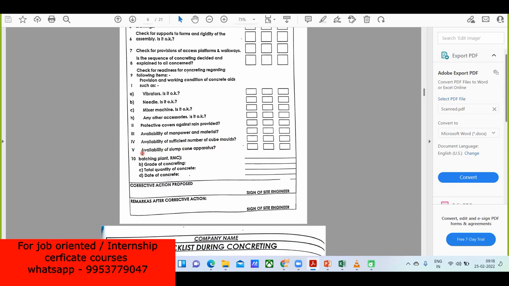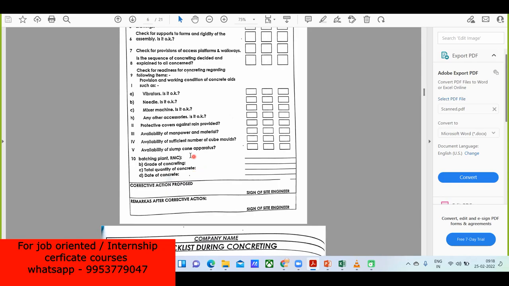And then also, of course, the slump cone test, what we did in our engineering days. We need to do the same test on the site, where you put the concrete in 4 layers and give tamping 25 times. And then of course, if you are ordering the concrete from the RMC plant, we need to mention the grade of your concrete. Let us say it is M20, how much quantity of concrete is required and what is the date of concreting, and then your sign as a site engineer is going to come here.